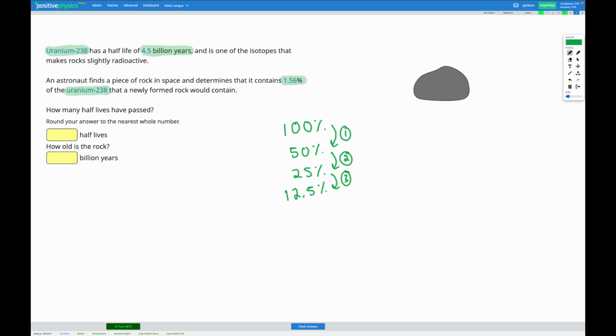So if we divide 12.5 by 2 again, that gets us 6.25%. That's our 4th half-life. If we divide that by 2 again, that gets us about 3.13%. That's our 5th half-life. And if we divide one more time in half, that gets us about 1.56%. That is our 6th half-life. So we can see it takes 6 halvings to get from 100% to 1.56%, which means 6 half-lives have passed.